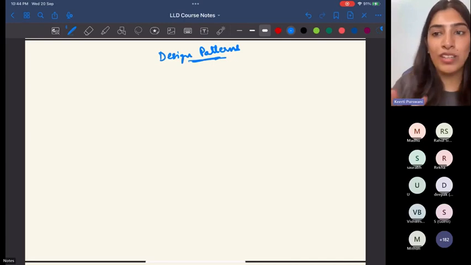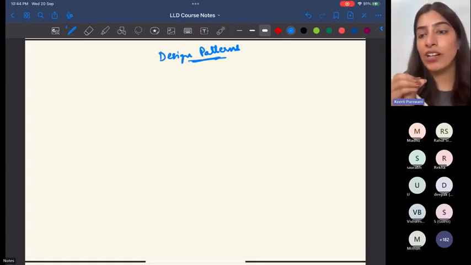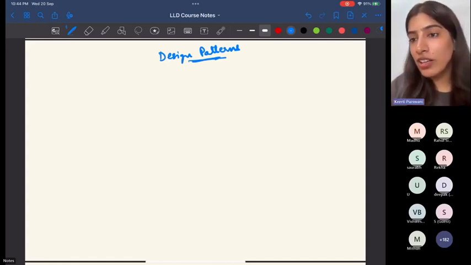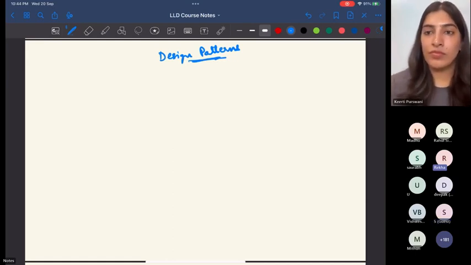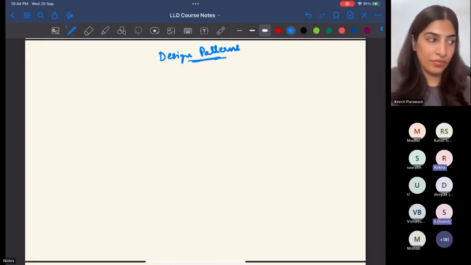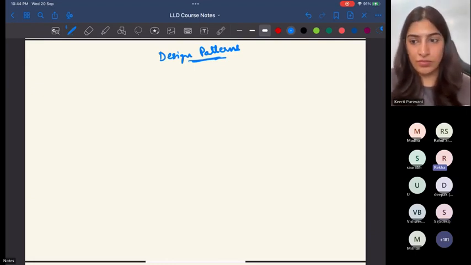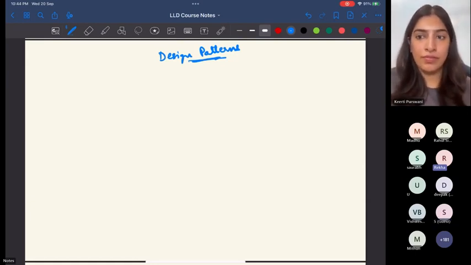Can anyone tell me what design patterns are? Raise your hand. Okay, Rekha, can you tell me what design patterns are? My understanding of a design pattern is that it's a pattern or a solution derived by solving previous problems. For certain kinds of problems, we can use certain methods or certain designs to solve them. So these are the design patterns.